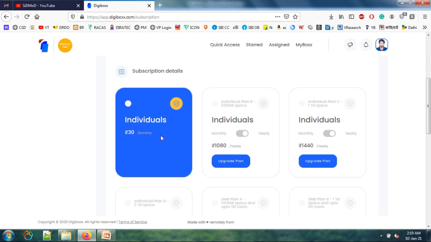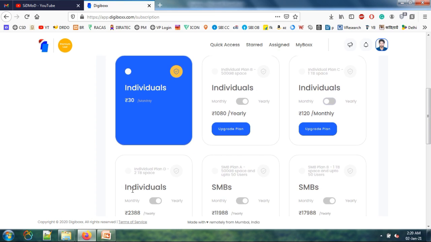And now the subscription detail is my individual rupees 30 monthly, tick mark is there. If I want to upgrade, as I have shown you, it's monthly 90 rupees per month for 500 GB. Yearly, this is the rate. Again, I am repeating, these are the rates excluding the GST. Again, 120 per month for 1 TB. These are all the individual plans.